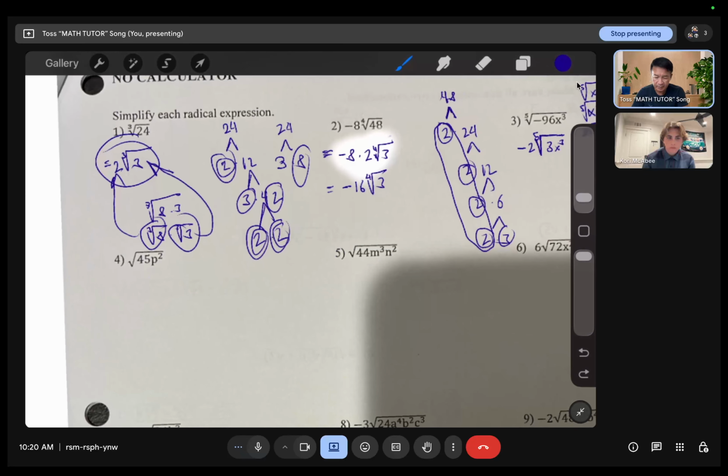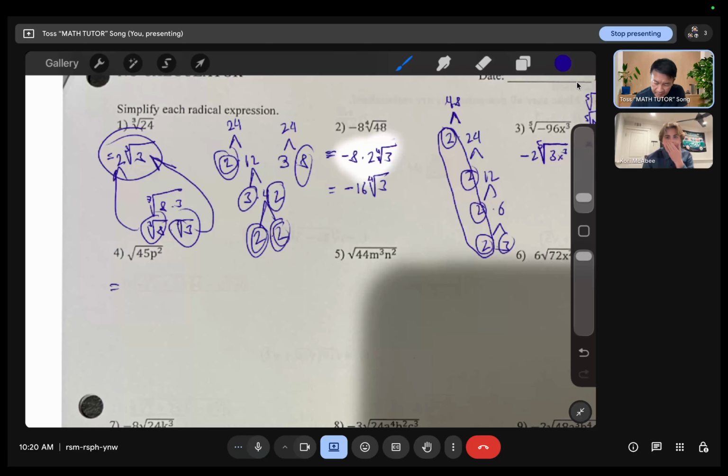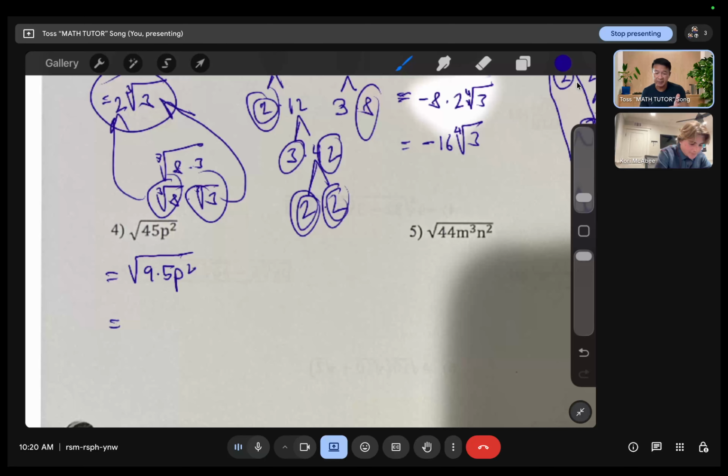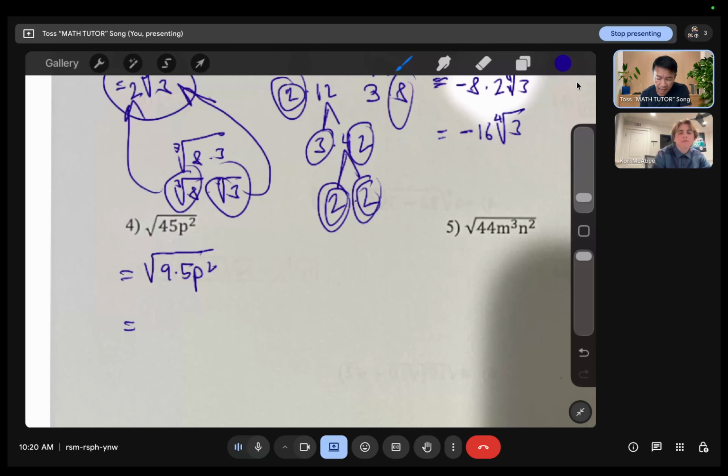Whatever. Okay, now 45. Now this one, I recommend you actually look because it's in your timetable. So you want to brainstorm it. It is a 9 times 5, right? So therefore, I'll write the expansion to show what my thought process is. So it's 9 times 5 and p squared. So here it is. This is where the absolute value is going to come in for the variable. But I'll write it without first.